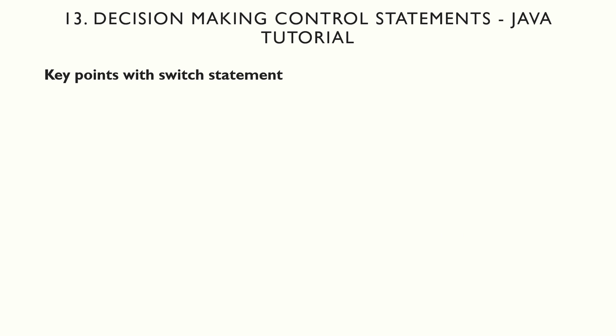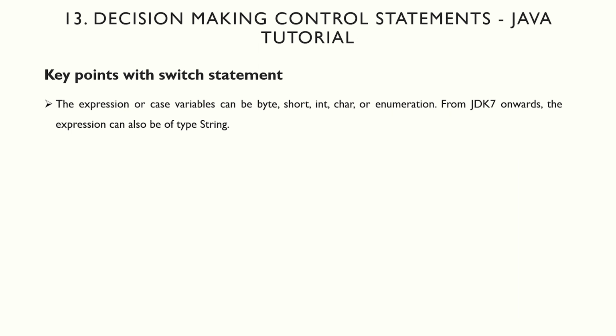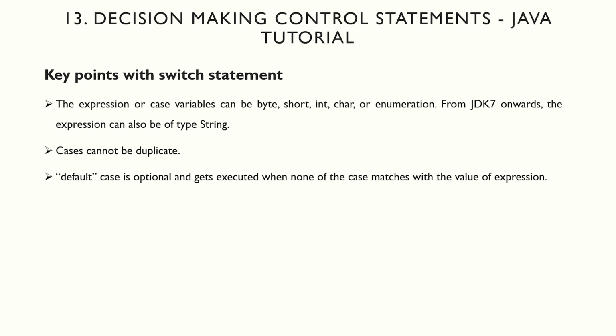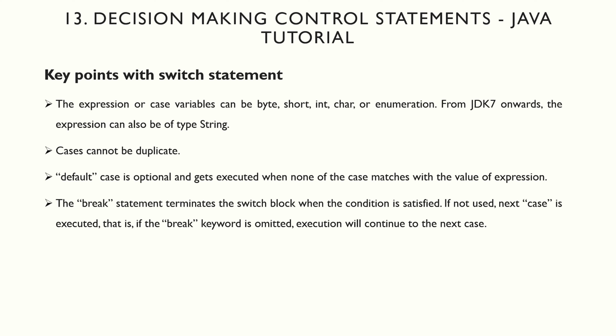There are some key points to remember with switch case statements in Java. They are: the expression or case variables can be byte, short, int, char, or enumeration. From JDK 7 onwards, the expression can also be of type string. Cases cannot be duplicate. The default case is optional and gets executed when none of the cases match the value of the expression. The break statement terminates the switch block when the condition is satisfied. If not used, the next case is executed.